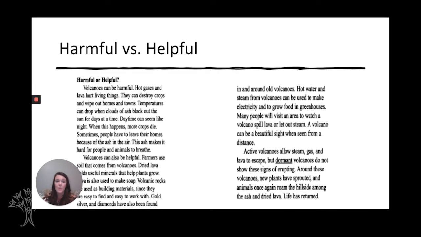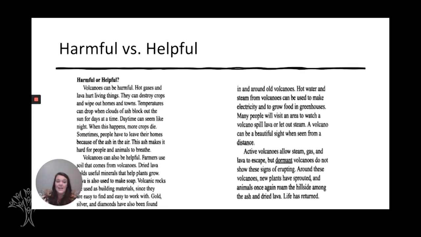Volcanoes can also be helpful. Farmers use soil that comes from volcanoes. Dried lava holds useful minerals that help plants grow. Lava is also used to make soap. Volcanic rocks are used as building materials since they are easy to find and easy to work with.